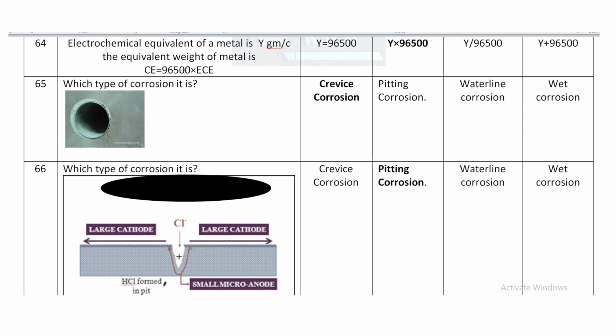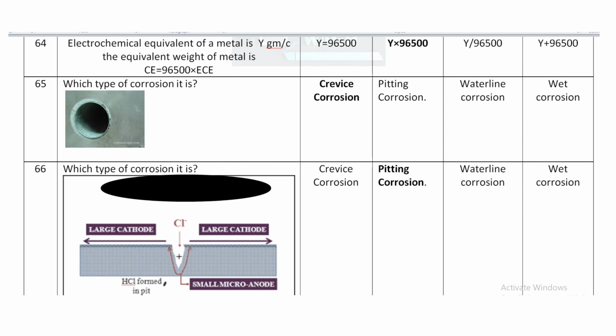The electrochemical equivalent of a metal is Y gram per coulomb. The equivalent weight of the metal is what? It is Y into 96,500, because the chemical equivalent, that is equivalent weight, is equal to 96,500 into ECE, and ECE is Y. Therefore, 96,500 into Y is the answer.